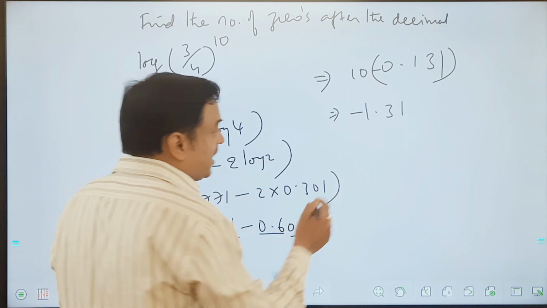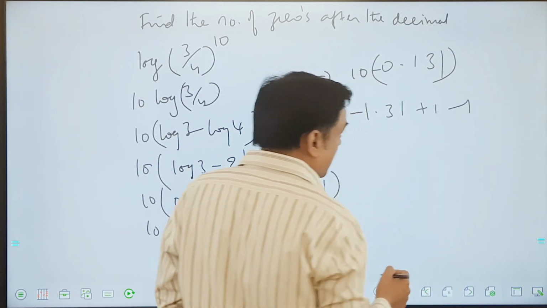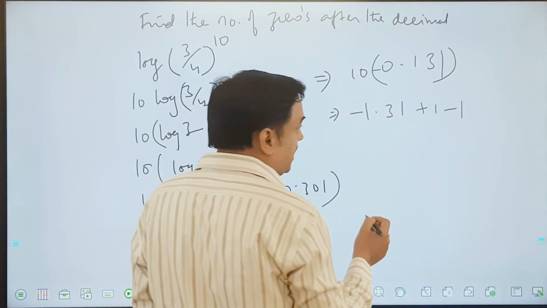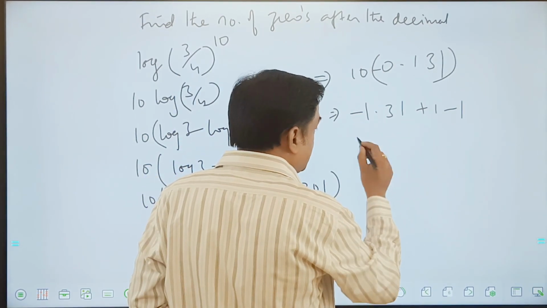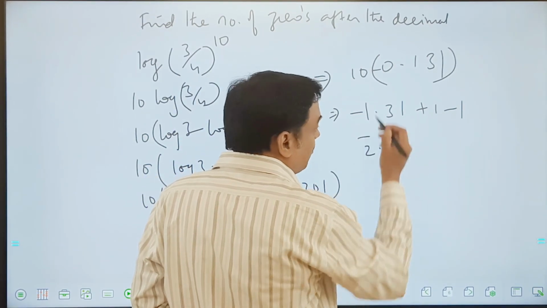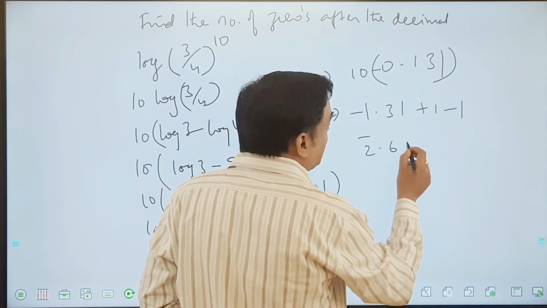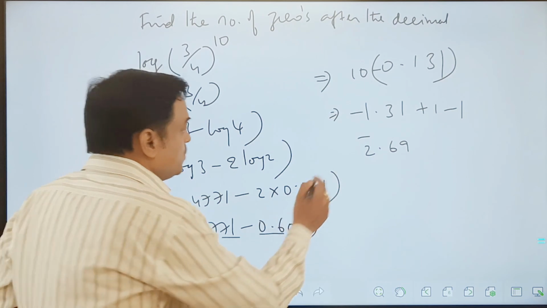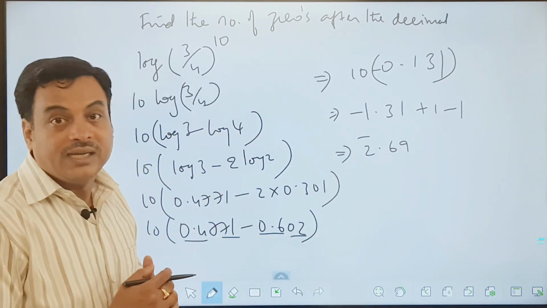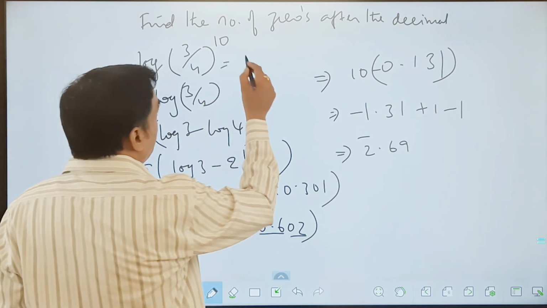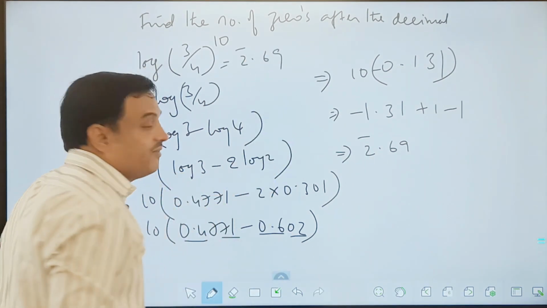And the same thing, when I convert it by writing +1 and -1, will be -1 minus 1 is -2, and 1 minus this will be something around 0.69. So here I got 2 bar .69, that is minus 2 plus 0.69, as the value.